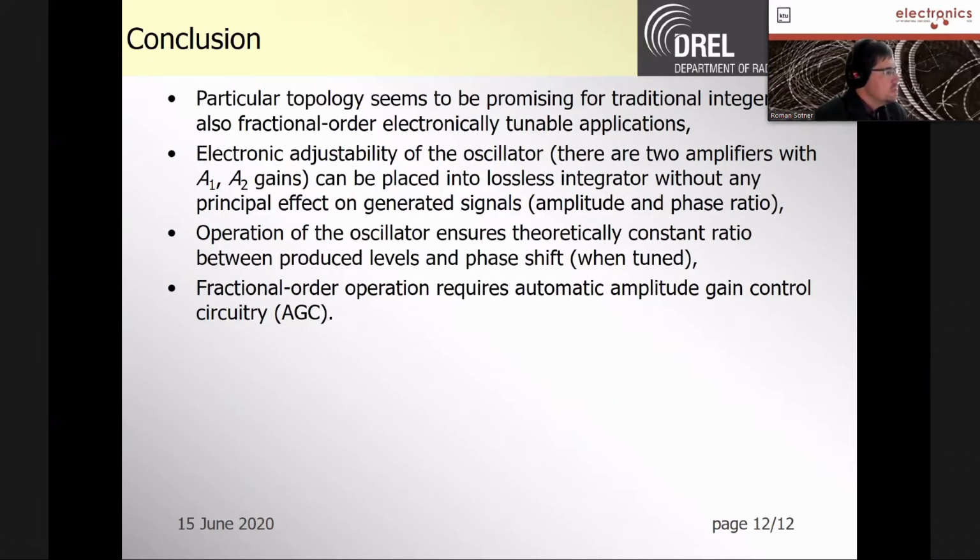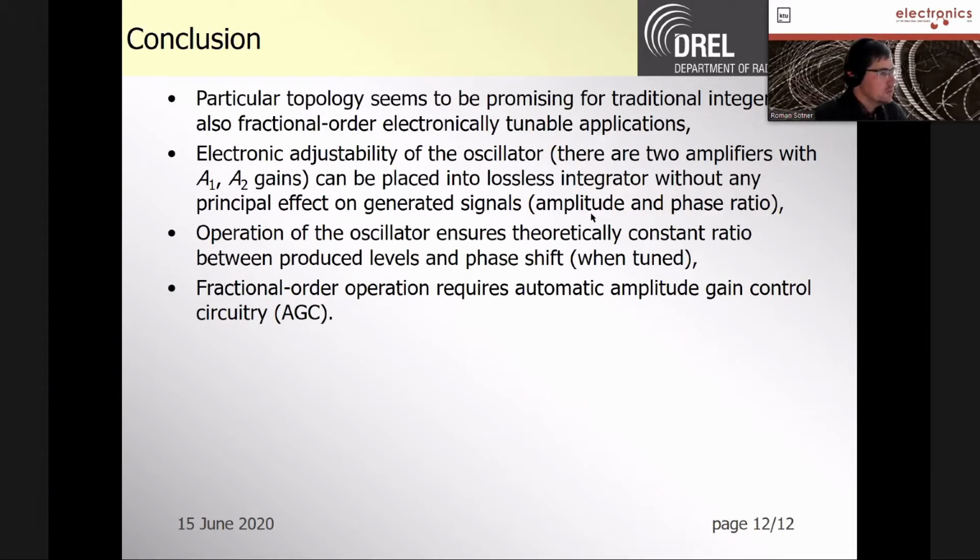We present a topology that is very useful for traditional integer order designs, but in the implementation of fractional order devices there are some limitations that we clarified in this contribution. Two amplifiers based on adjustable gains are used in the lossless integrator only, and it has no principal effect on generated signals.